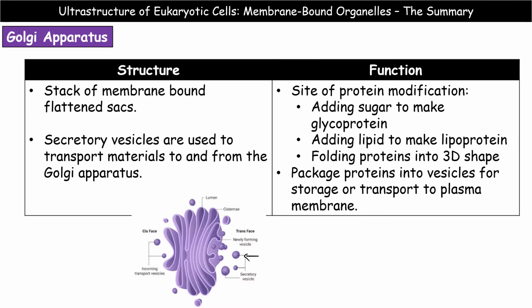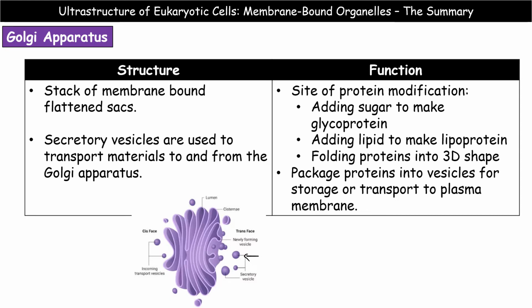If we add a sugar molecule to our protein, we make a glycoprotein, and this is important in our plasma membrane structures. If we add a lipid, we make a lipoprotein. It can also fold those proteins up into their three-dimensional shape, which hopefully from the biological molecules section we know is the tertiary structure of the protein. So the Golgi apparatus is all about protein modification.